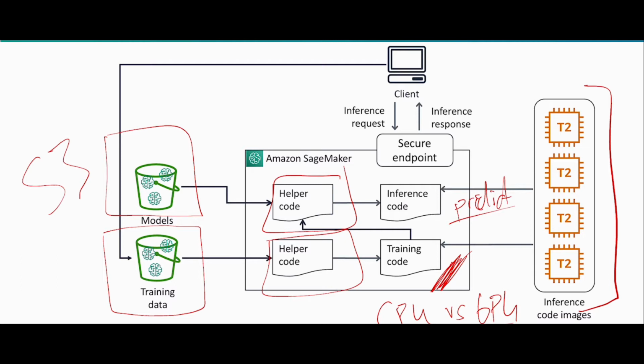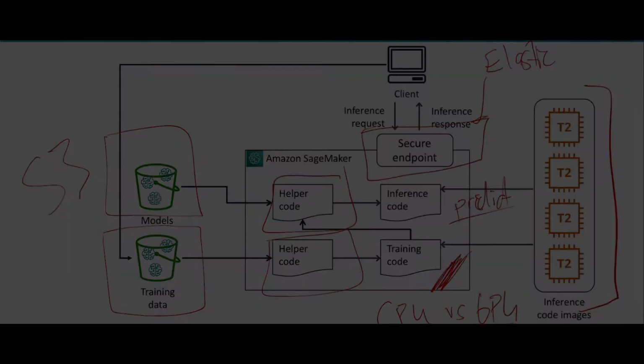Finally, the client can request a prediction, if it's an online endpoint. And this is one of the advantages of using something like SageMaker: you can build out an elastic and scalable cluster of predictions, and you can really focus on the model versioning and the data versioning.